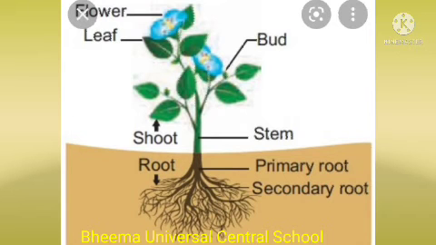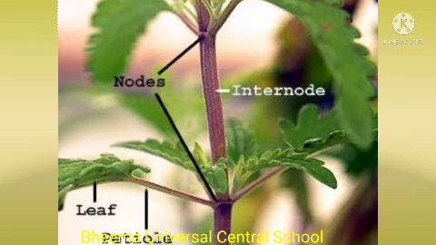Stem holds the leaves in such a way that leaves get enough sunlight for photosynthesis, and stem bears the weight of the plant. Stem has nodes and internodes which give rise to leaves. The area between two nodes is called internode.